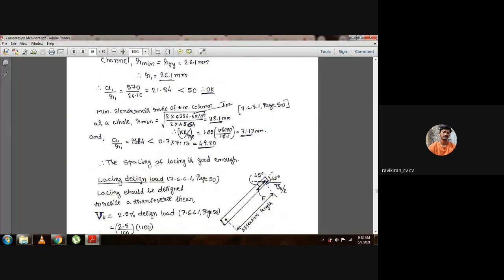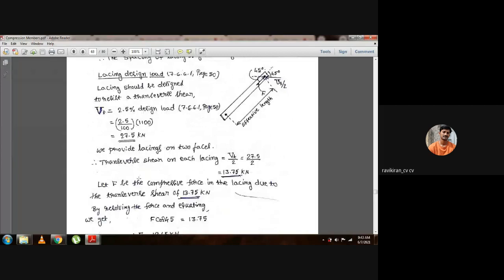Width of the lacing will depend on the diameter of the bolt. This is also provided on page number 50, clause 7.6.2. 3 times the diameter of the bolt should be considered. So what is the diameter of the bolt? That can be assumed as 16 mm diameter bolt. So 3 times means it is 48 millimeter. So let us consider 50 millimeter as the width of the lacing.